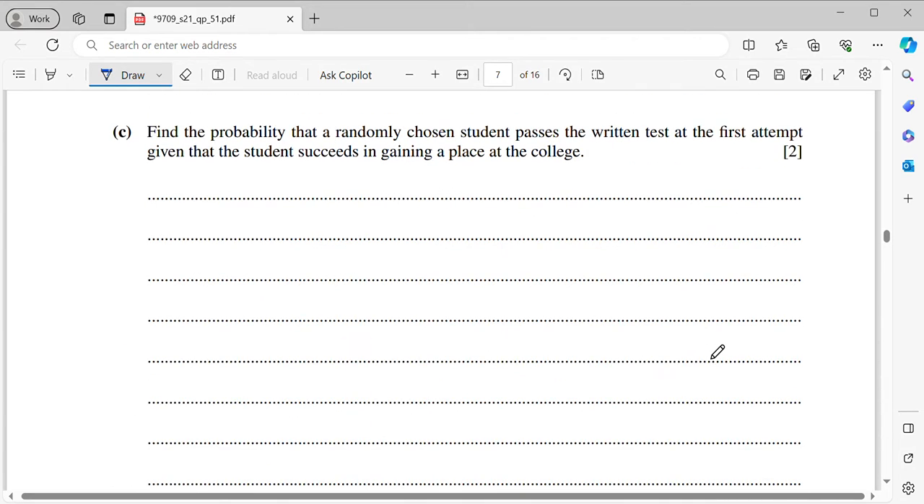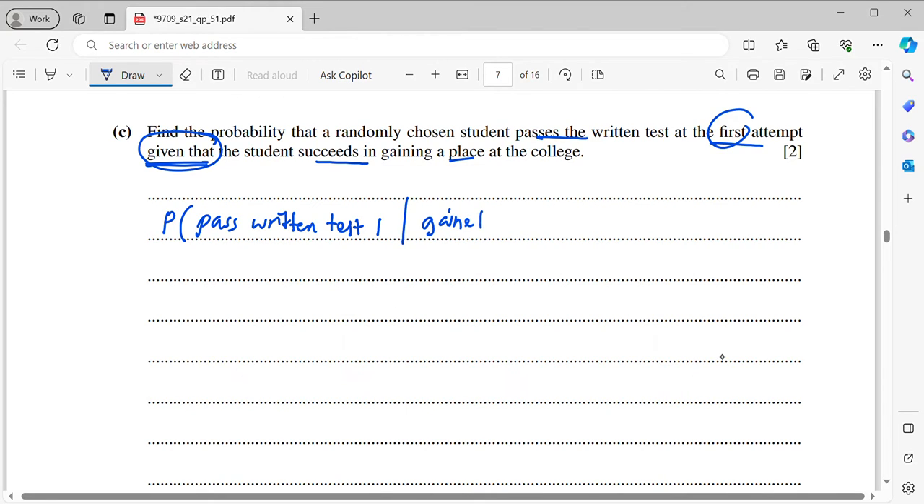Now for part C: find the probability that a randomly chosen student passes the written test at the first attempt, given that the student succeeds in gaining a place at the college. So when you see "given that", this is a conditional probability. So I will write P(pass written test 1, because of first attempt, given that the student gains a place).